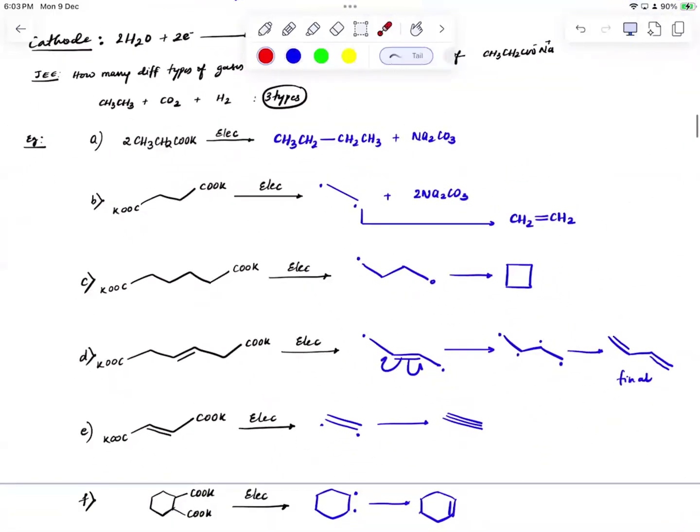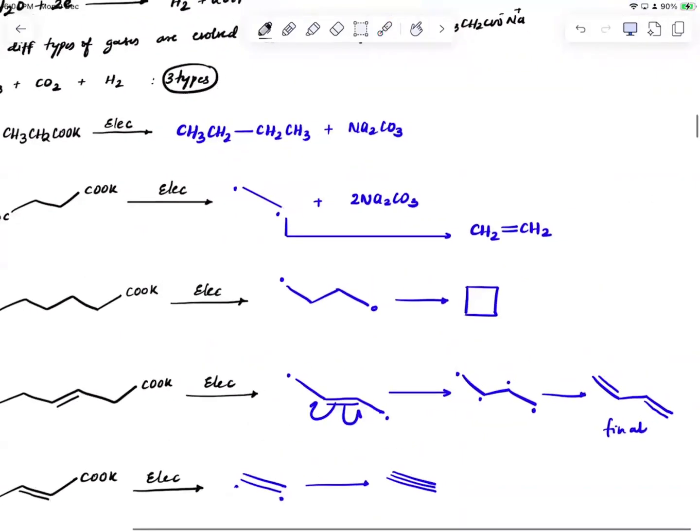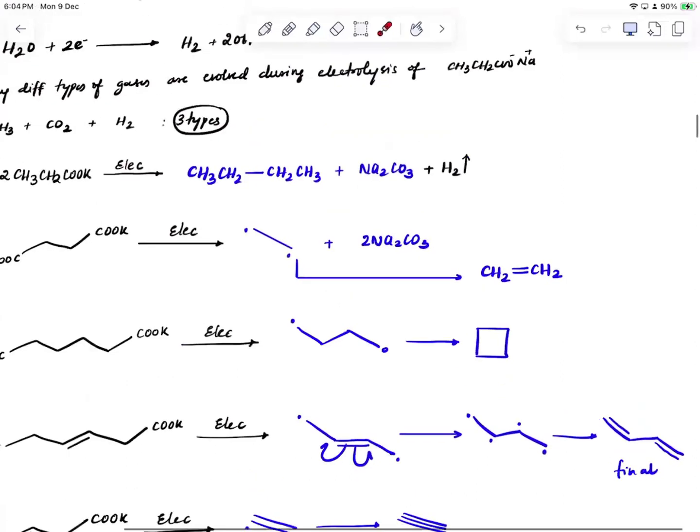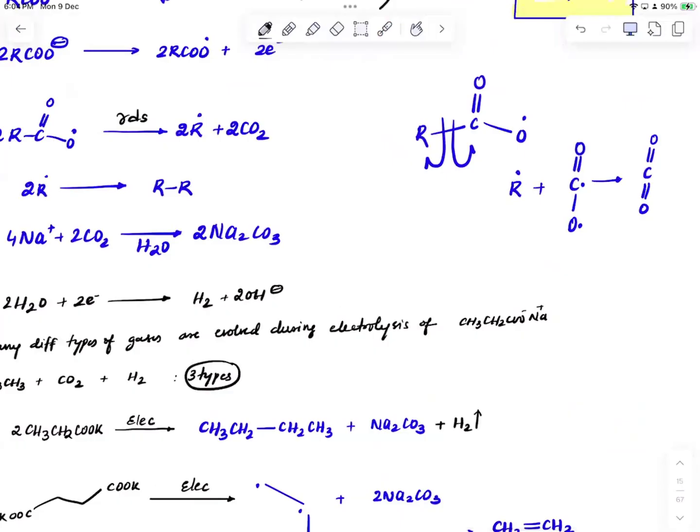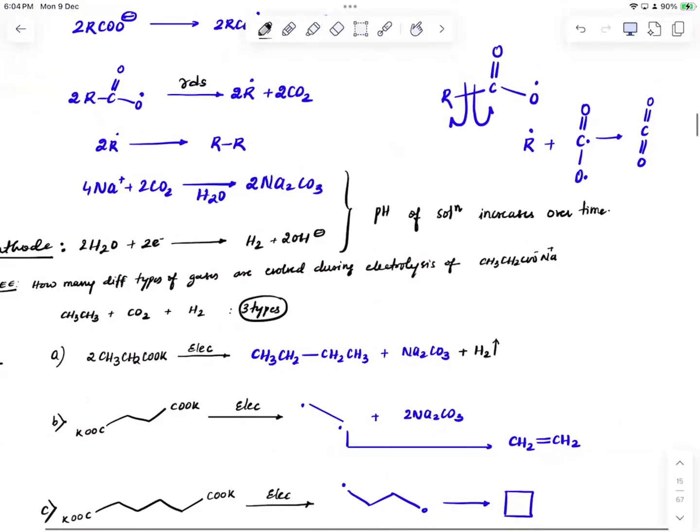Now notice how the examples work here. See, if you have this propane, like I said, this one, Na2CO3, and what is the other gas we have? H2 gas. This is the gas which you will have. See, what will happen to the pH of the solution overall? So pH of the solution overall will increase over time. Because as the reaction proceeds, more and more OH minus is being produced, which means pH has increased.